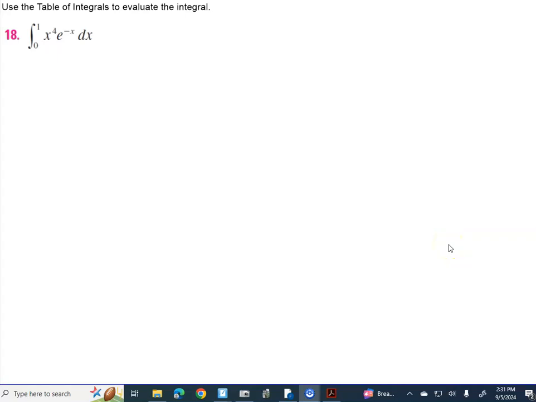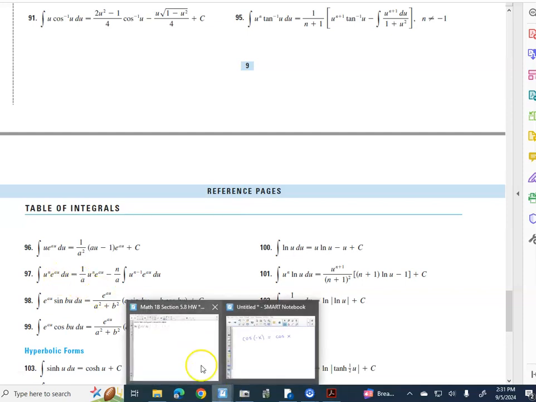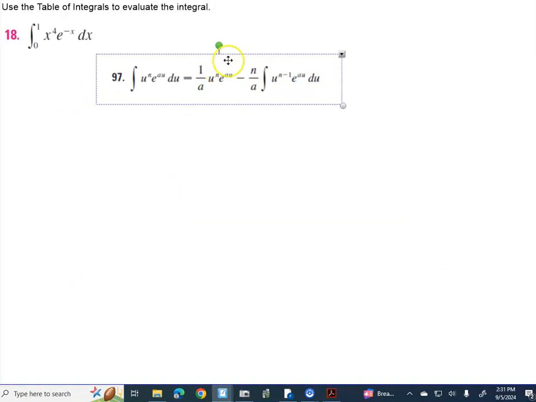Use the table of integrals to evaluate the following integral. We have the definite integral going from 0 to 1 of x to the fourth times e to the negative x dx. Okay, so we can see that we have a function that looks like number 97: a variable raised to an exponent times the exponential function e to the power of a times u. So let's go ahead and look at number 97.